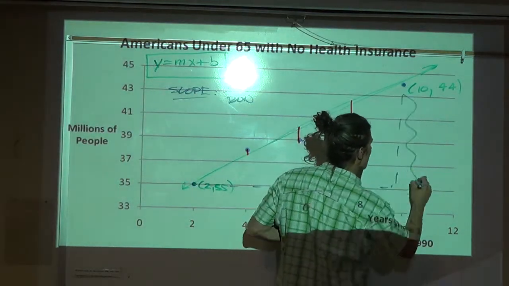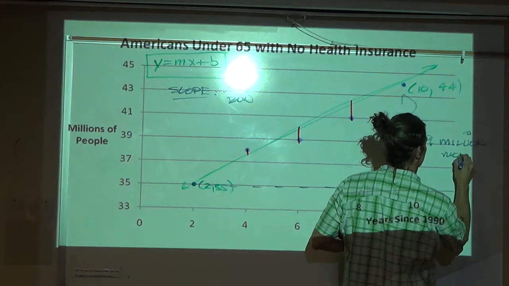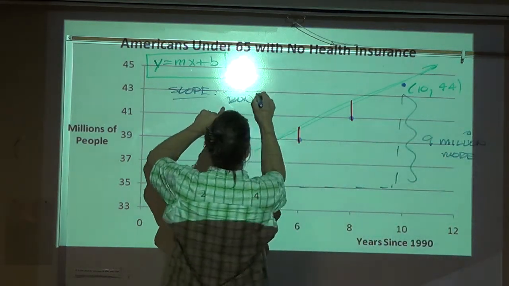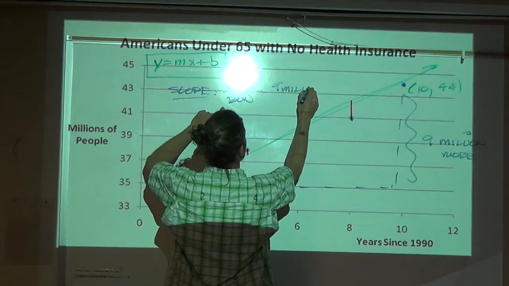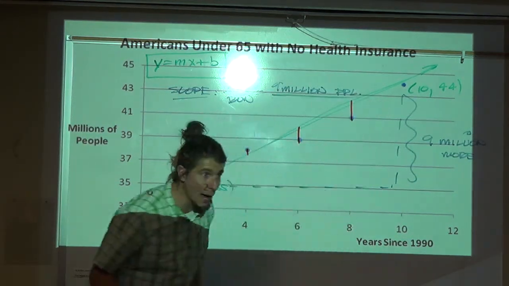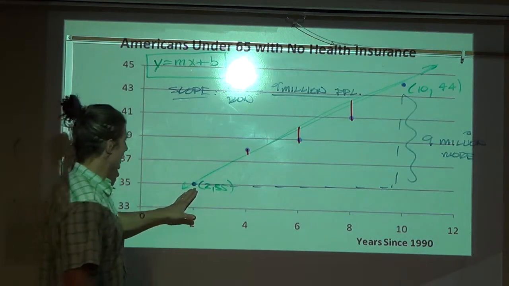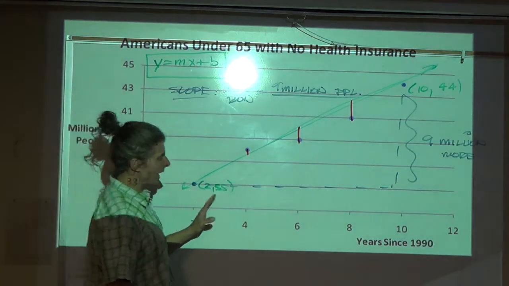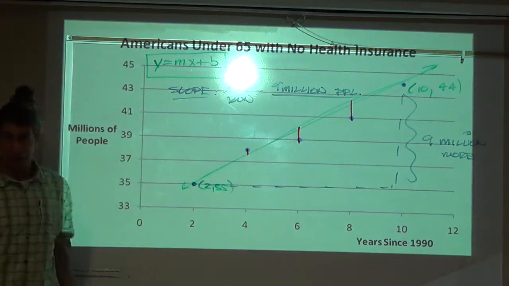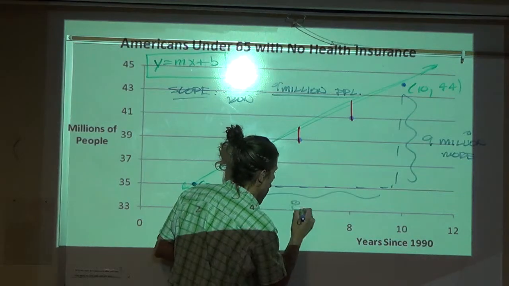Yes, this is 9 million more. So you got 9 million people over the run. What did it run? 8 years. It ran 8 years, yes? Because you started in 1992 and you ran all the way to 2000. So that's 8 years of run. So it ran over the course of 8 years.